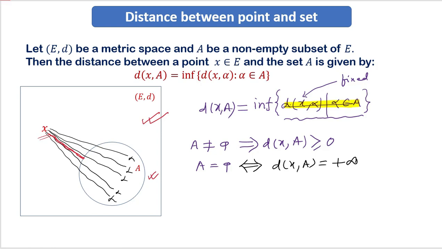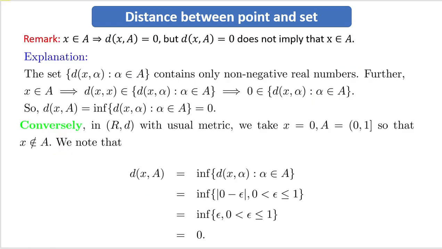Let us move and see what is that remark. Now the remark is on your screen, and we are simply saying that if x belongs to the set A, then d(x, A) is always equal to 0. But d(x, A) equal to 0 does not imply that x belongs to set A. And we are giving an explanation to this remark.